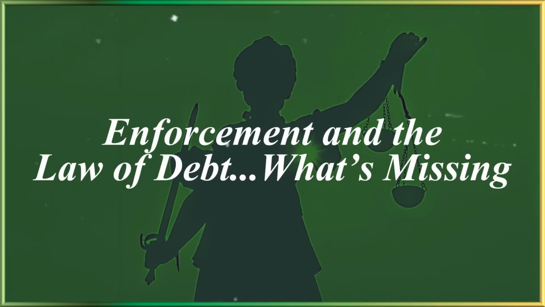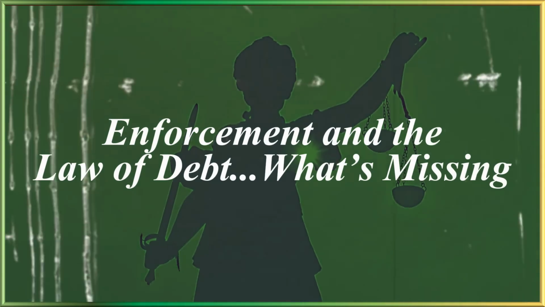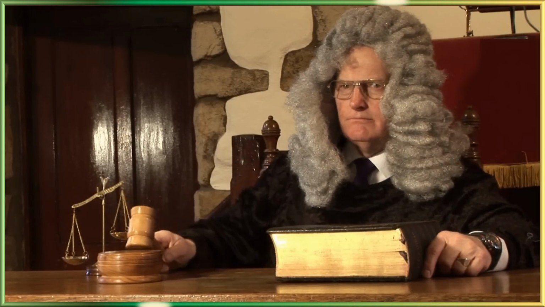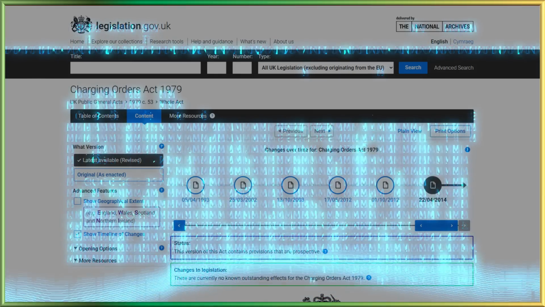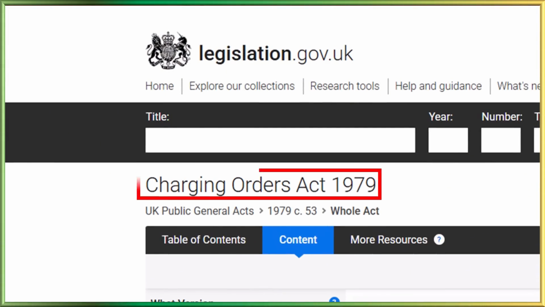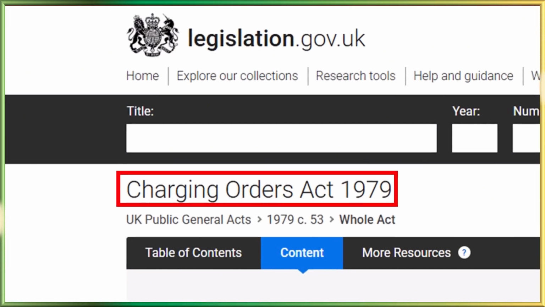Enforcement and the law of debt. What's missing? Even under modern statute, lawful enforcement must follow proper structure. Under the Charging Orders Act 1979, a creditor must have a court judgment debt before seeking to charge property.